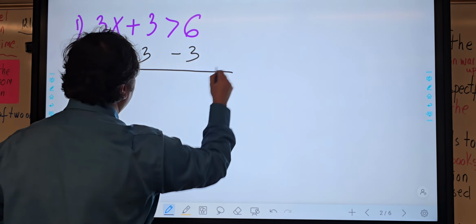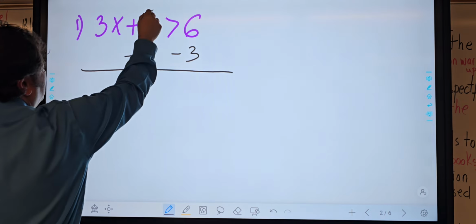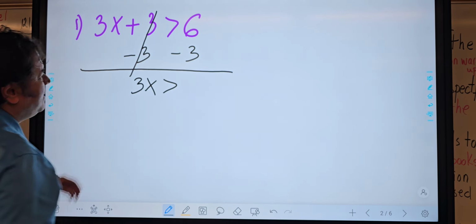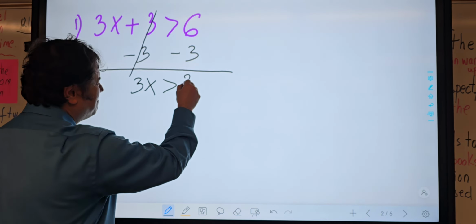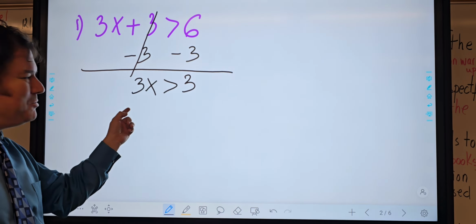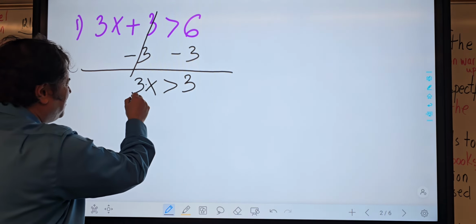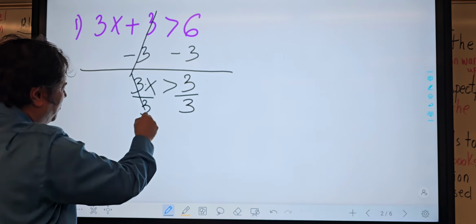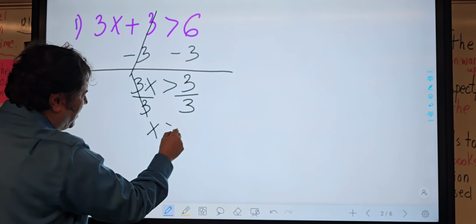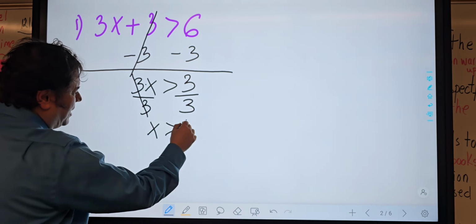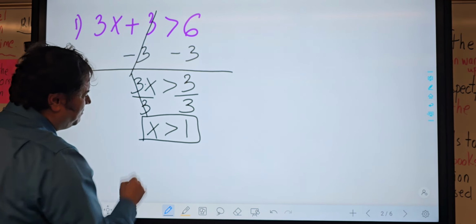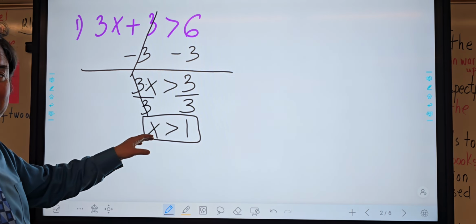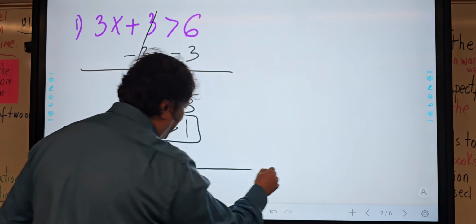And let's see what's going to happen. 3 minus 3 cancel out. So we are left with 3x greater than 6 minus 3, which is 3. And finally, we have to divide both sides by 3 in order to get the x by itself. 3 divided by 3 simplifies to 1x, or just x, greater than 3 divided by 3 is 1. This is our final answer. But since this is an inequality, we have to graph this inequality on the number line.